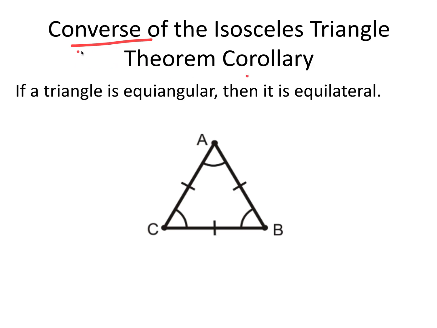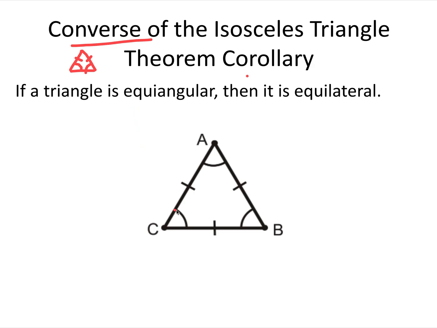theorem. So the converse of the isosceles triangle theorem said if I have two base angles that are congruent to each other, then the sides opposite those angles are congruent. So that leads us to this situation.